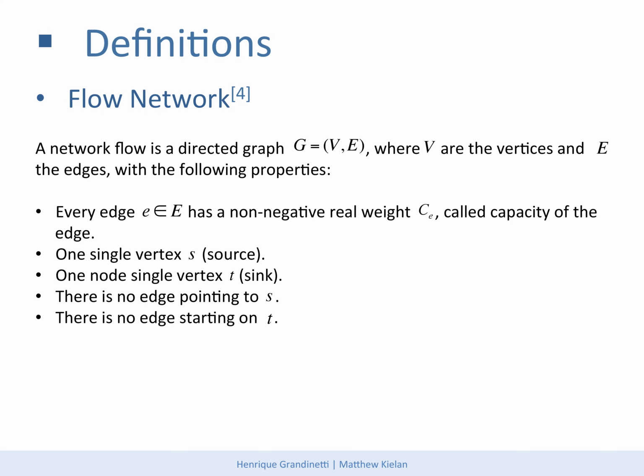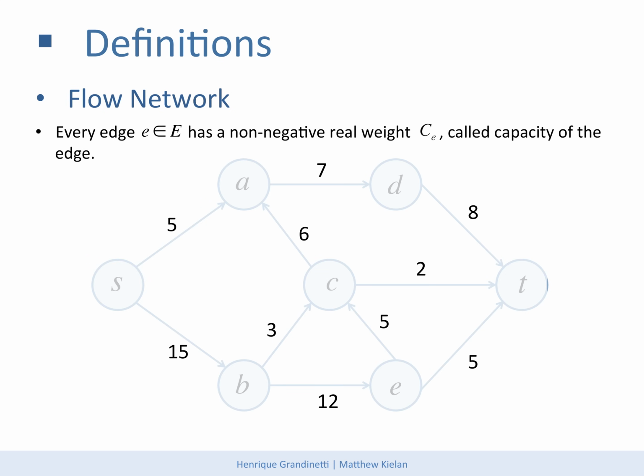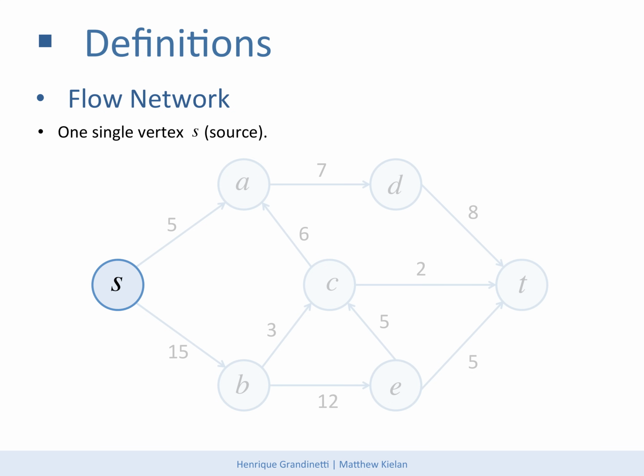So, a network flow is a directed graph G equals the pair V and E, where V is the set of vertices and E is the set of edges. And all of this has the following properties. Every edge in E has a non-negative real weight called the capacity of the edge. In the graph you also have one single vertex labeled S, which is the source, and one single vertex labeled T, which is the sink.